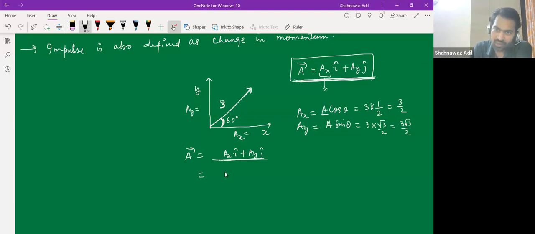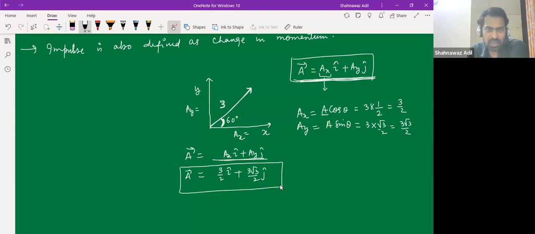So then we'll have Ax, which is 3 by 2 i, and then 3 root 3 by 2 j. So this would be our vector. Do you guys remember now? Sir, I mistakenly added both of them instead of writing i and j. Oh, yeah. Did I make any mistake? No, sir. Okay, so please do the revision.